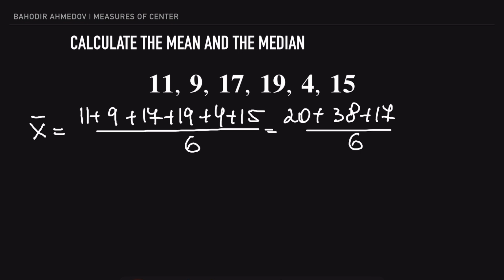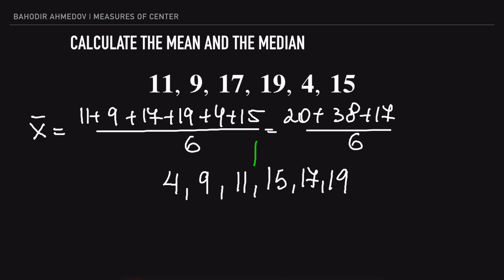And the median is going to be found by just sorting, first of all, the data set. We're going to sort this in increasing order. I'm just going to find the minimum value, then the second minimum value, then the third: 17, 19, or I forgot about 15, right? So 4, 9, 11, 15, 17, and 19. And you see here, the middle of this data set is not a single number, right? The number of values in this set is even.